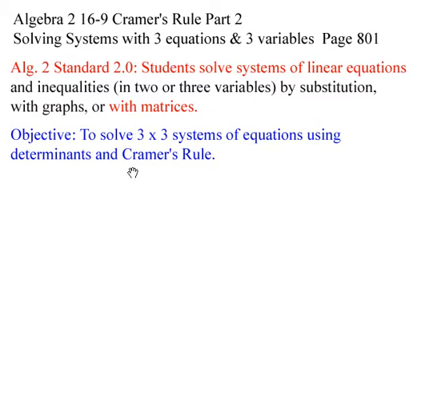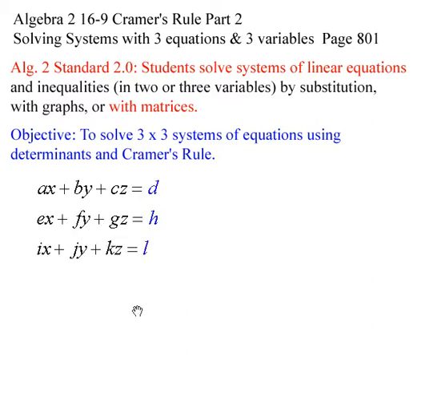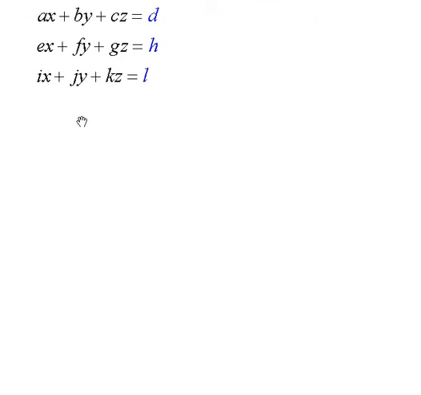And today's objective is we're using Cramer's rule to solve a system of three equations and three variables. So let's start with our system of three equations and three variables, x, y, and z. We want to make sure that we have, when we start, all the x's lined up, all the y's lined up vertically, and all the z's lined up vertically. And then we have the constants, d, h, and l. We're using the letters to represent the constants in this particular situation. And I've color-coded them in blue because we're going to substitute them into the matrices in various positions just like we did with two equations and two variables.